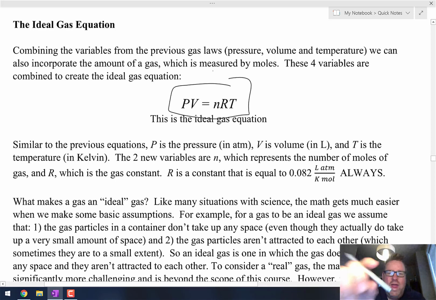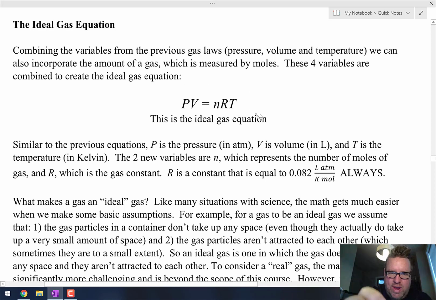Now when you use the ideal gas equation, the pressure, remember there's millimeters of mercury, there's torr, and there's atmospheres. Whenever you use the ideal gas equation, the pressure must be in atmospheres. When you deal with the volume, the volume must be in liters, no milliliters in the ideal gas equation. And the temperature, just like always, just like with Charles' law, must be in Kelvin.